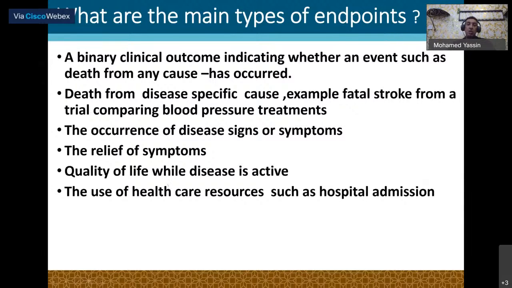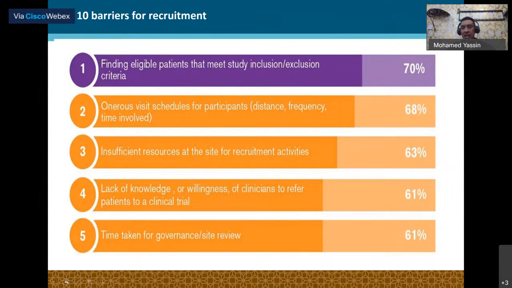It can be about quality of life, and the endpoint can also be binary. It means it indicates whether an event such as death occurred, whether from any cause or not. You have these different types of endpoints. These examples are not exclusive.